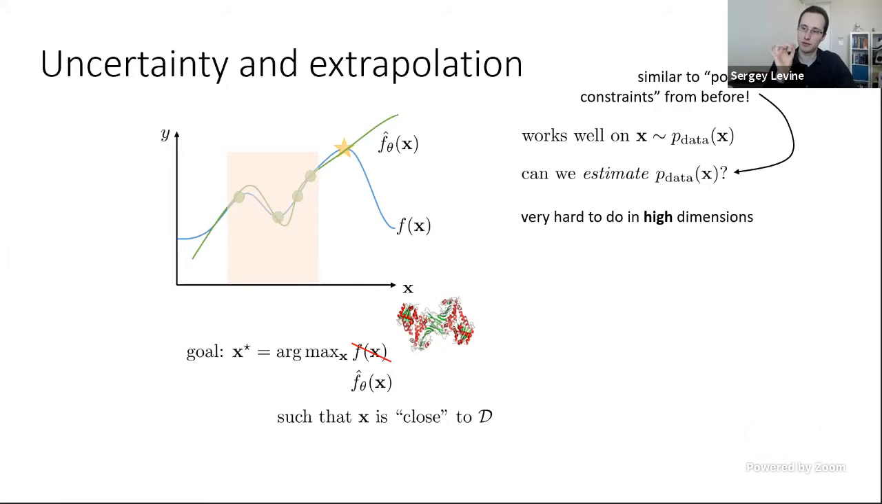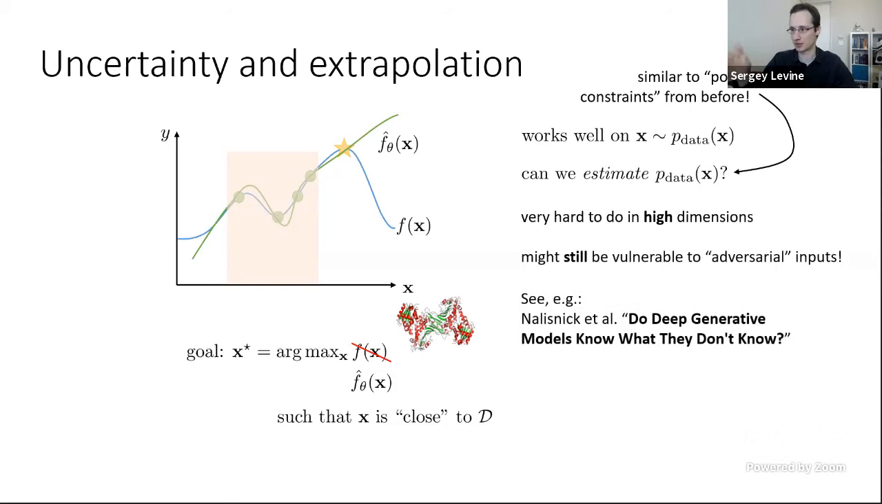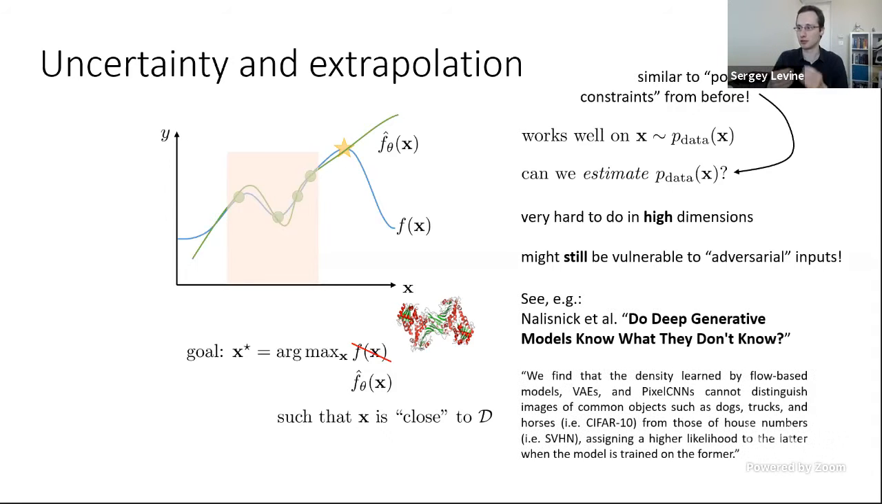In fact, if your learned function f hat theta of x is susceptible to adversarial examples, your learned density estimator can also be susceptible to adversarial examples. So there's a paper called Do Deep Generative Models Know What They Don't Know? The short answer is no. And this is a quote from the paper. We find that the density learned by flow-based models, VAEs and pixel CNNs, cannot distinguish images of common objects such as dogs, trucks, and horses from those of house numbers, assigning a higher likelihood to the latter when trained on the former. So it's not a great idea to use density models to estimate these confidence regions, because the density models themselves can be fooled.